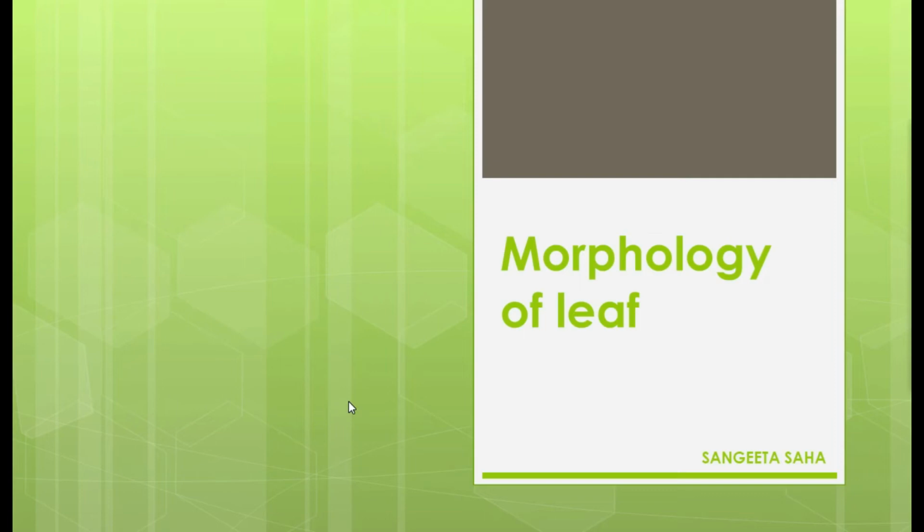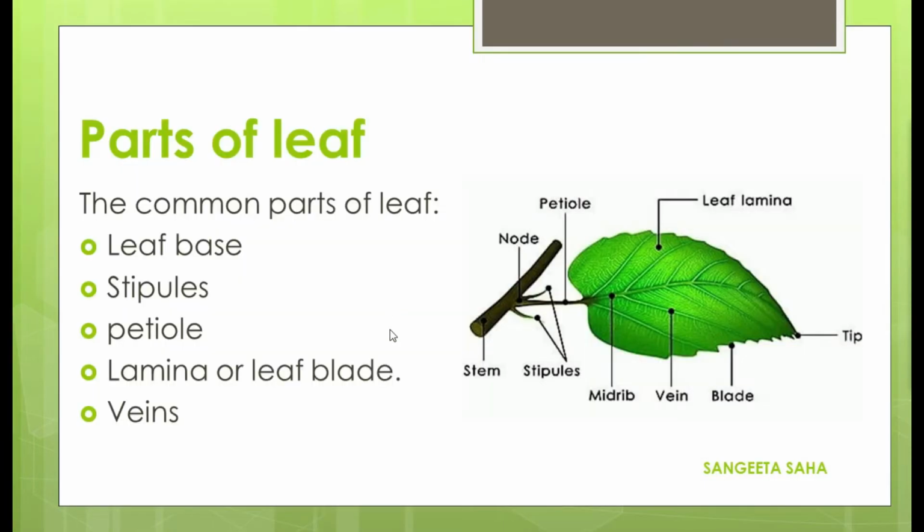Hello students. In the previous lesson you have already learned about morphology of stem. In this lesson you are going to learn about morphology of leaf. Now, if you observe a China rose leaf, you will be able to recognize some common parts.